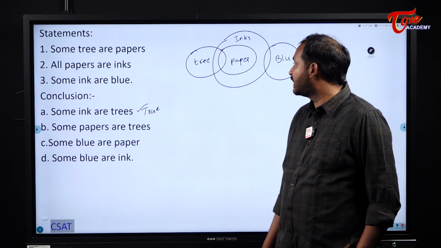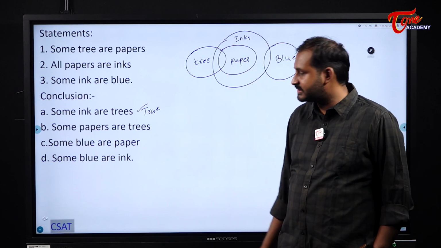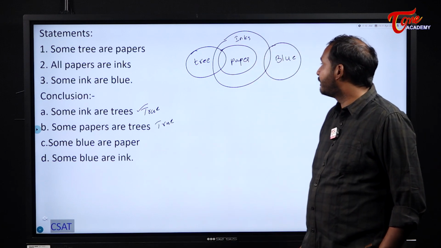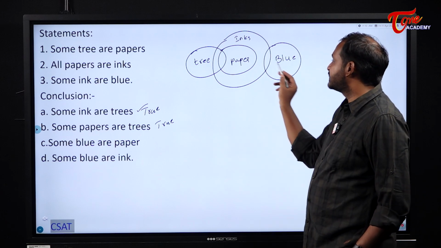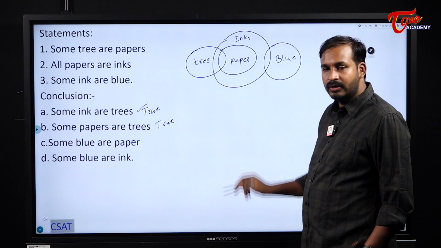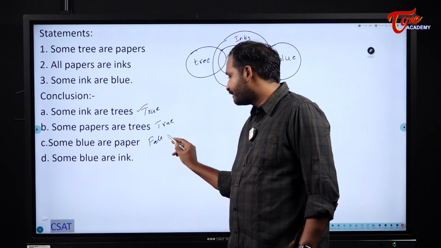Next, some papers are trees. Are some papers trees? Is there intersection between trees and papers? Yes, this one is also true. Some blue are paper. Is there any intersection region between blue and paper, students? No. So, this is a false one.